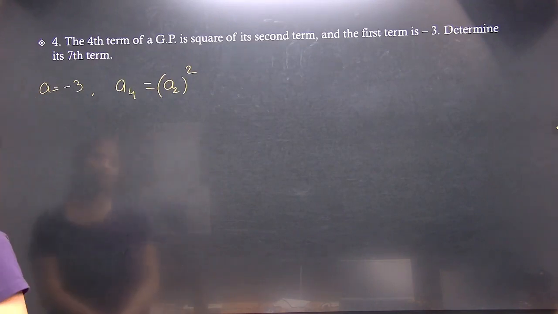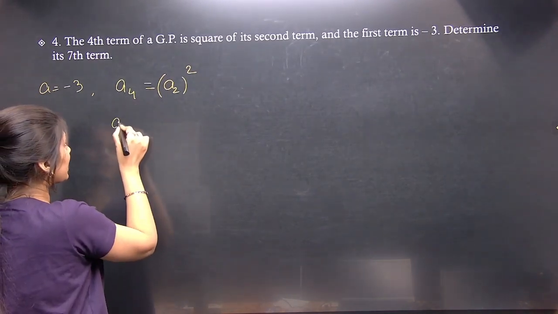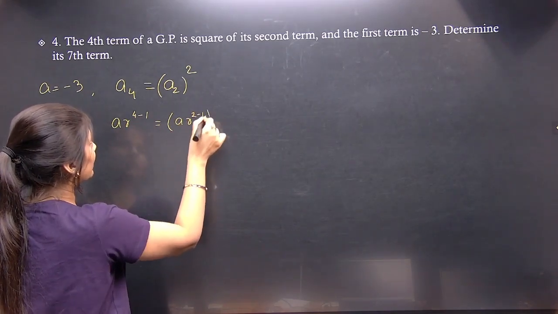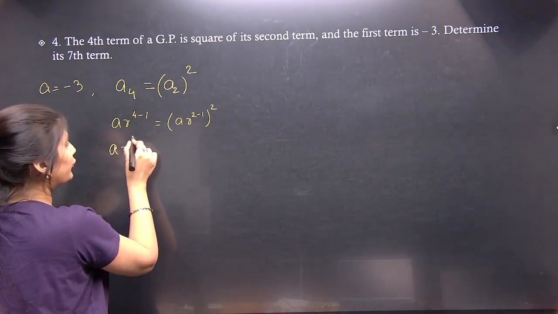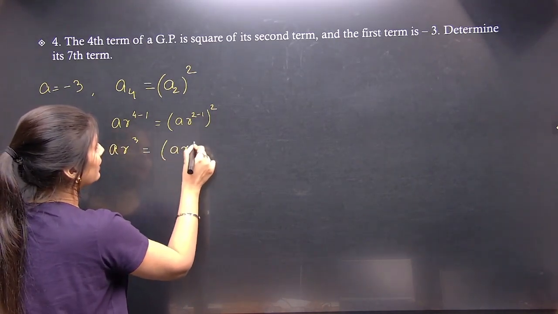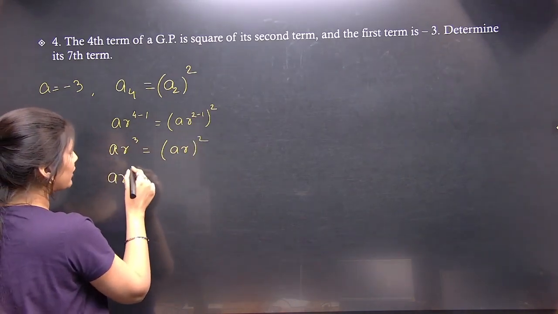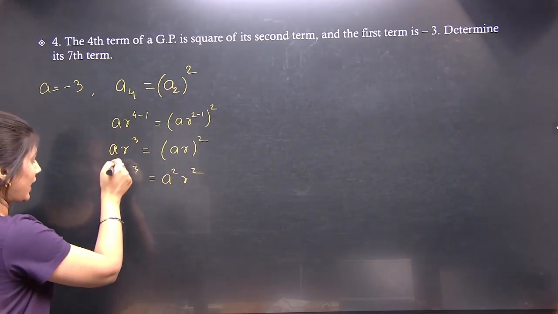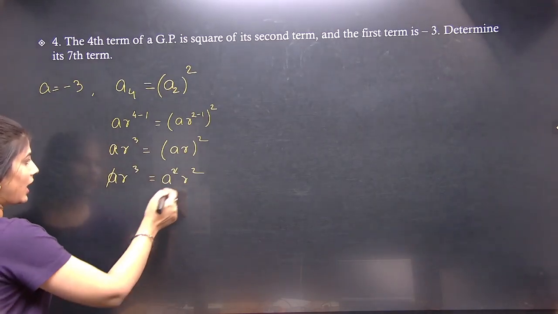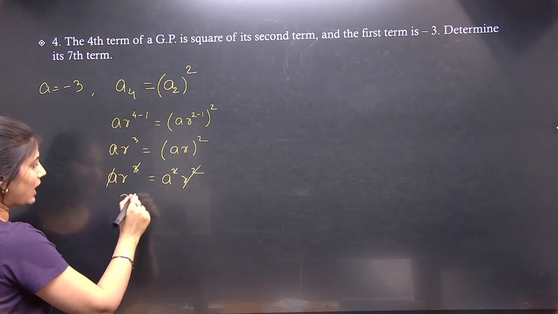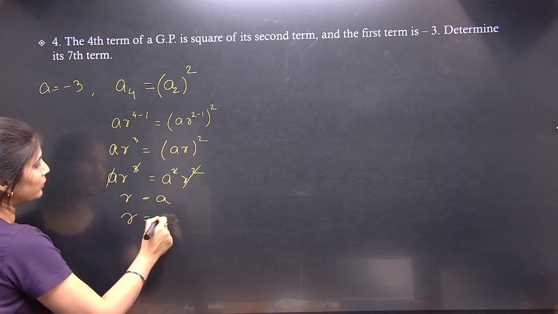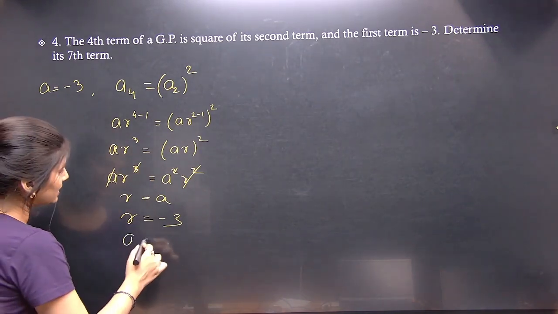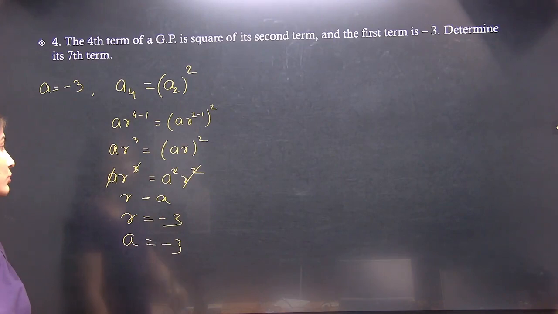So the thing is, the fourth term is AR^(4-1) and it is equal to AR^(2-1), squared. So AR cube is equal to (AR) squared. AR cube is equal to A square R square. Now see, we can cancel out these things, and R square with R cube, so R is equal to A, and A is equal to minus 3. So since A is minus 3 and R is equal to A, then R is also minus 3.